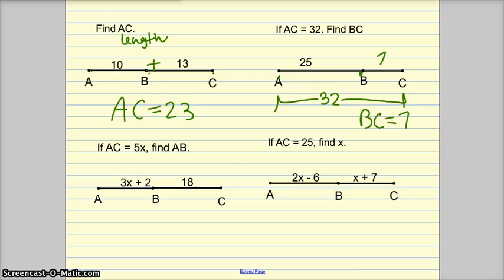The bottom two, and this is where algebra is going to come in handy. Just like the previous two, it's telling you a particular length from A to C, the entire length, but now it's an expression, 5x. Same idea. Even though it looks like B is in the middle, you can't assume that it's a midpoint.